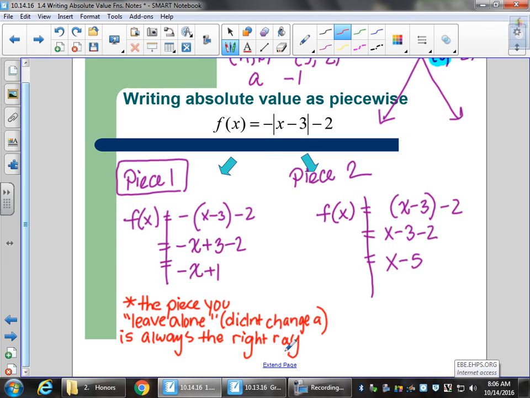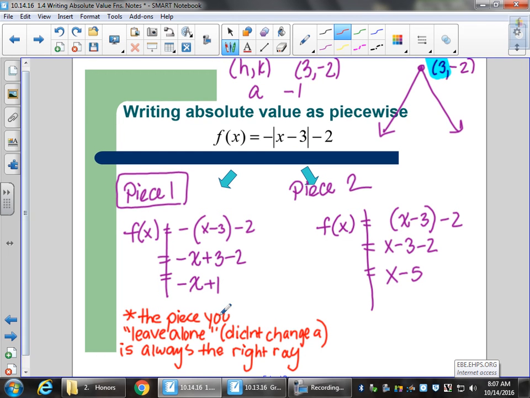The piece you leave alone, meaning you didn't change A, will always be the right ray. I know, not cool. So if we look at this, what kind of slope does this piece have? Check out piece 1. What slope does this have? Negative. So when I'm talking about 3, does this apply to when H is greater than 3 or less than 3?